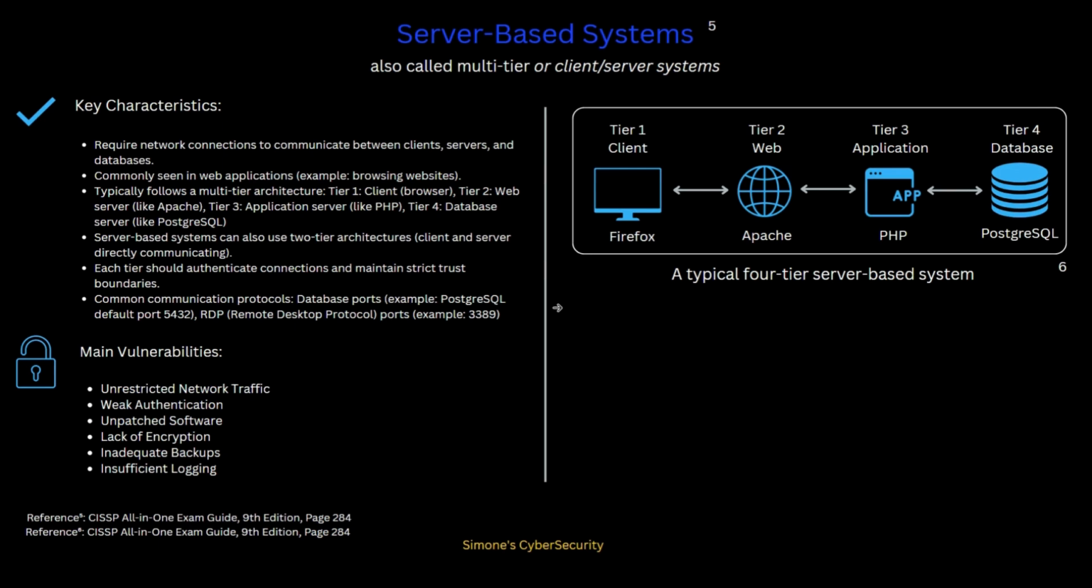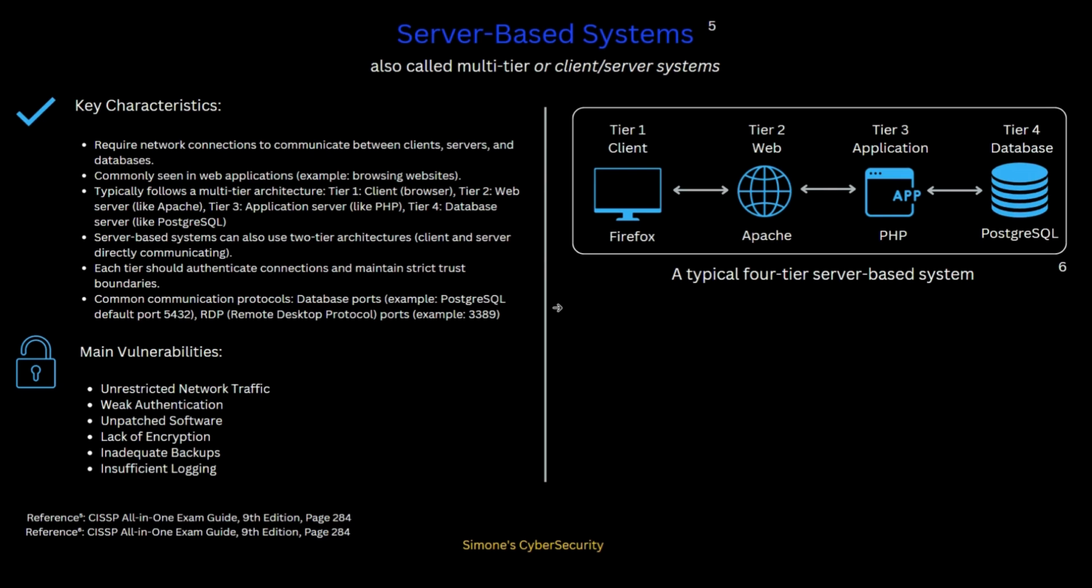Typically, server-based systems follow a multi-tier architecture. At the front, you have the client like a browser. Then you have a web server such as Apache, which handles the web requests. Behind that, there's usually an application server like PHP or Java that contains the business logic. And finally, at the back, you have the database server like PostgreSQL, where all the data is stored. Some environments may simplify this into two tiers where the client talks directly to a server, but in modern cases, especially web applications, you will see multiple tiers working together.